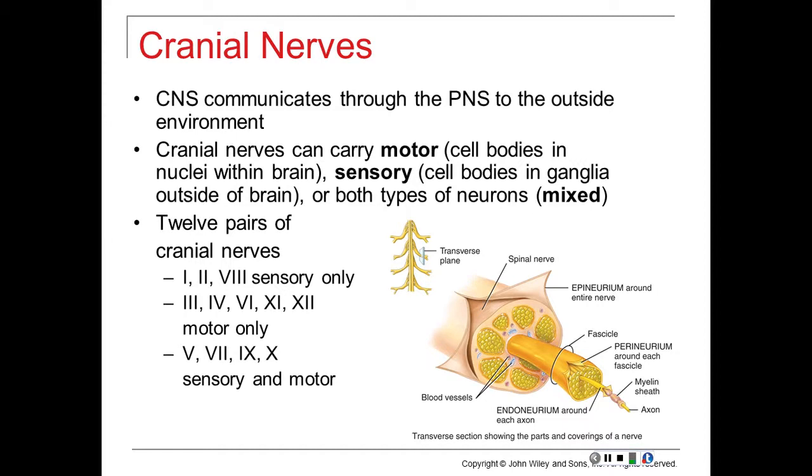There are 12 pairs of cranial nerves. Cranial nerves 1, 2, and 8 are sensory information only. Cranial nerves 3, 4, 6, 11, and 12 only carry motor information. Cranial nerves 5, 7, 9, and 10 are mixed nerves, carrying both sensory as well as motor information.